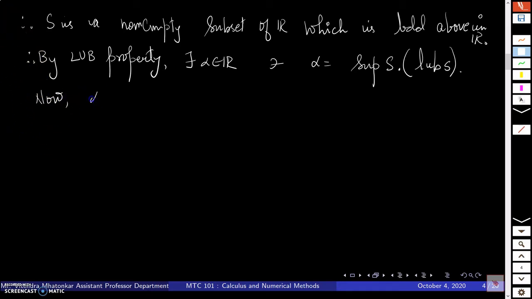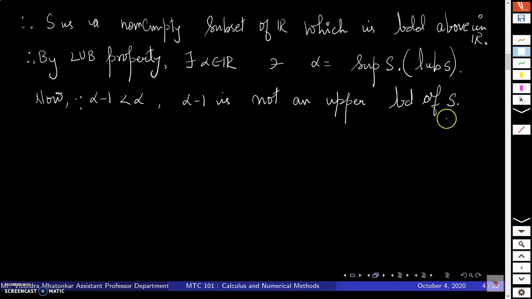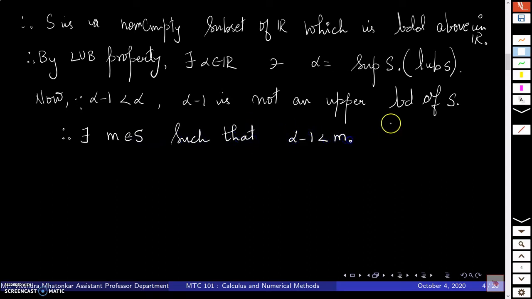Correct? So alpha minus 1, if I pick up, is a real number which is less than alpha. So since alpha minus 1 is less than alpha, alpha minus 1 is not an upper bound of S. And when do you say that a number is not an upper bound of the set S? When there is an element in the set S which is bigger than alpha minus 1. That means there exists one element M inside S such that alpha minus 1 is less than that element. Okay, so I'll call this statement 3, because I'll be using it later.